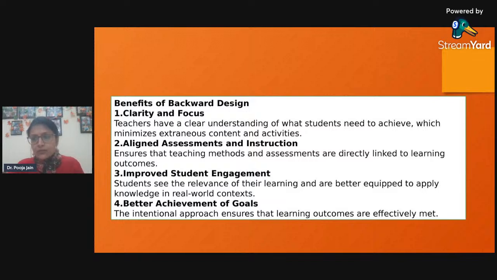Just about 10 seconds for some of you to quickly write down. We want a session for English grammar. All right, so for some of you to write down if there are any challenges, and what are your challenges of implementing backward design.